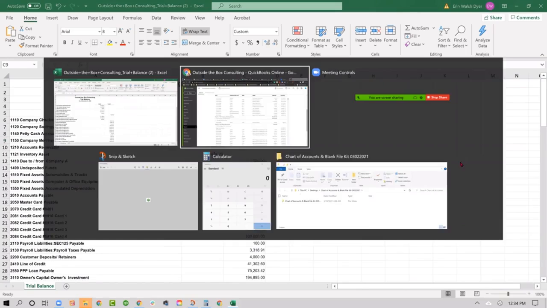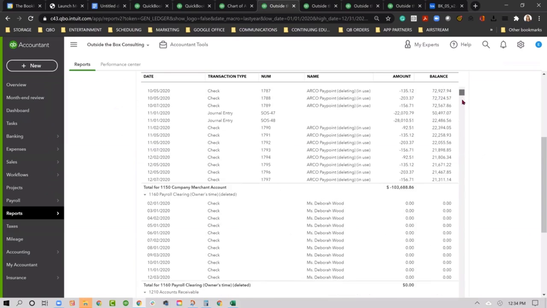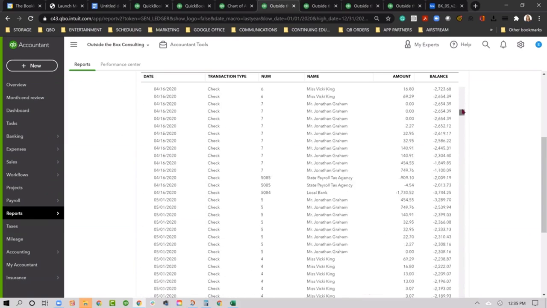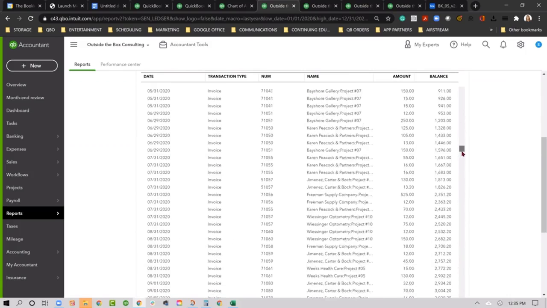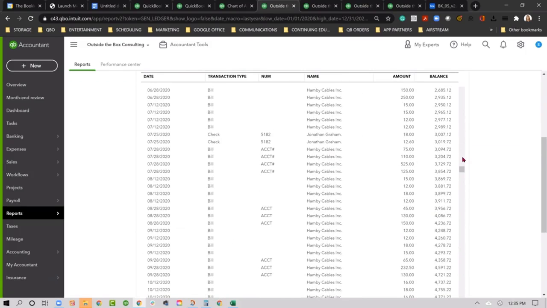I should point out that this goes all the way down the chart of accounts. These are cost of goods sold, income, expenses, everything. So a little bit of work to do here. Honestly, I would just pull the trial balance in QuickBooks, but that's just me.